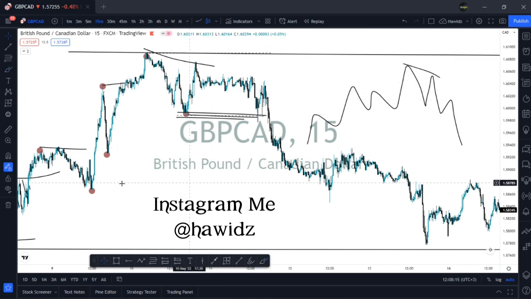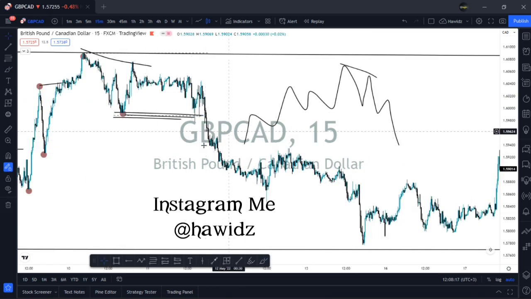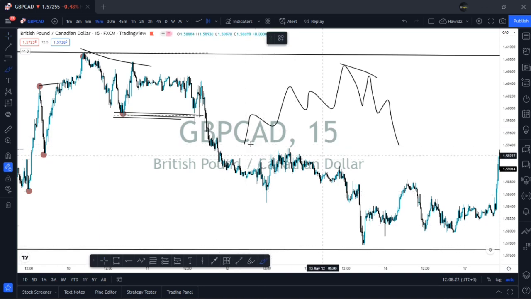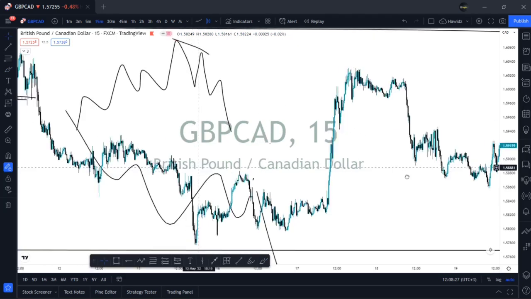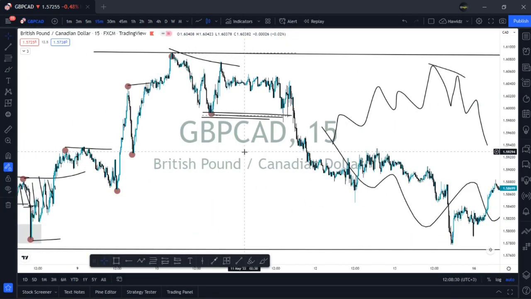Lo and behold, that low gets broken. You get these slight retests in here, which are your lower time frame entries, and price now goes lower and lower and lower. So this is basically it on this video.